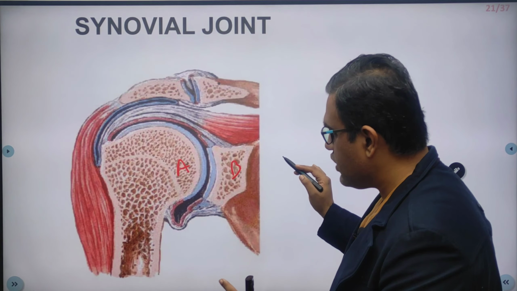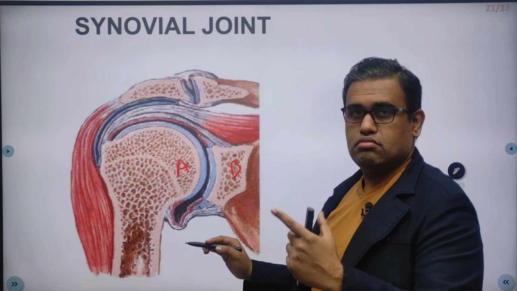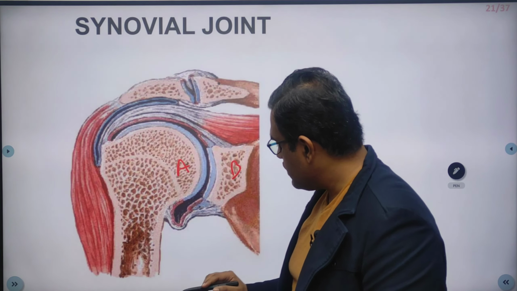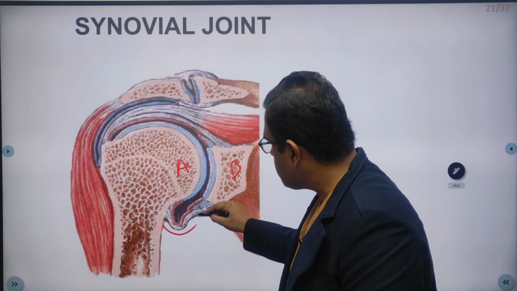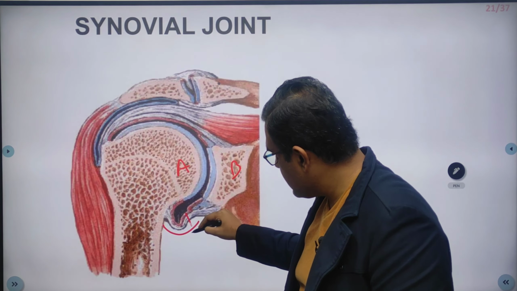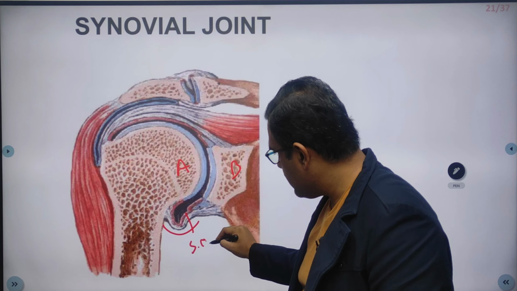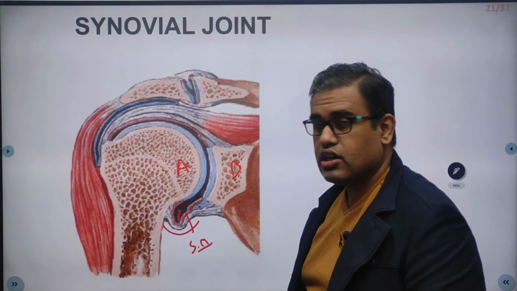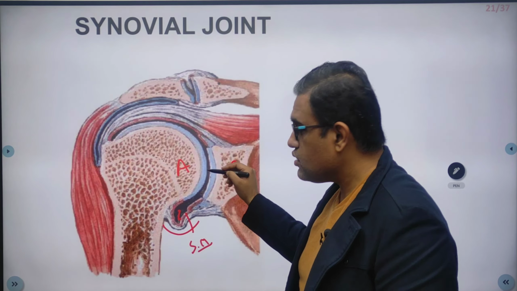Now see, this joint is quite mobile. Synovial varieties are mobile joints, so therefore it is covered by a capsule. This outside there is the whole capsule. Inside the capsule, the pink color is basically the synovial membrane, and it secretes a fluid known as synovial fluid, which lies between the two bones.